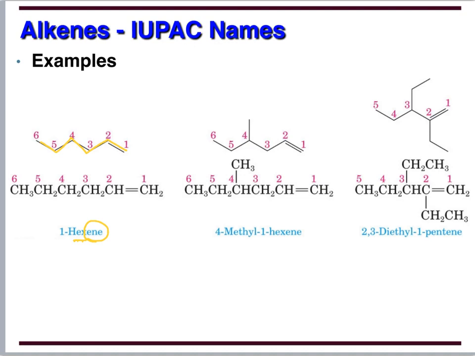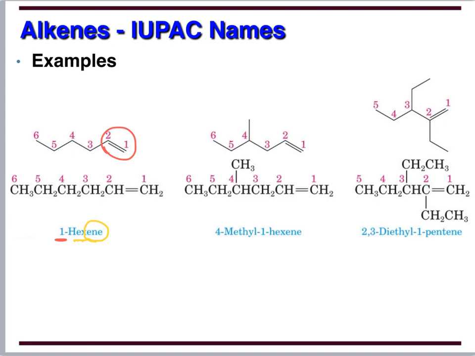And now I just have to decide where that double bond is. It's hard to see under my yellow line now, but that double bond occurs at carbon number 1. So that tells me I need to label that as 1 to tell me where the double bond is: 1-hexene. Okay, let's try one with a simple branch.